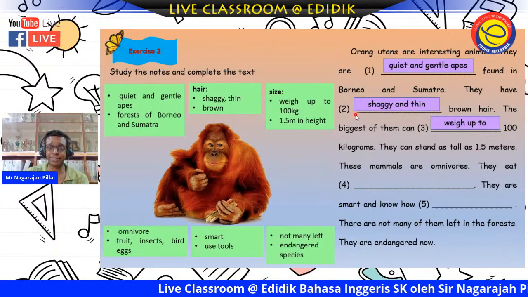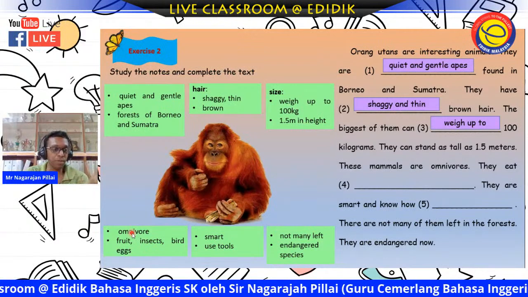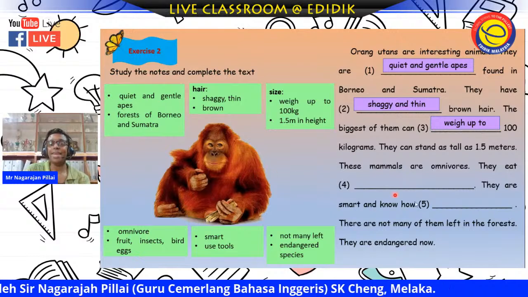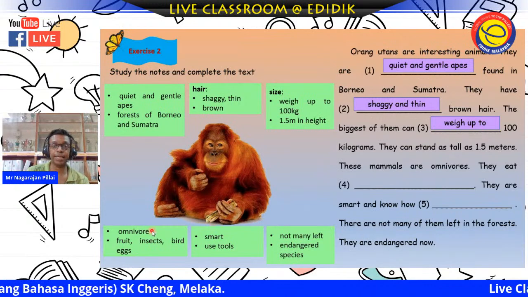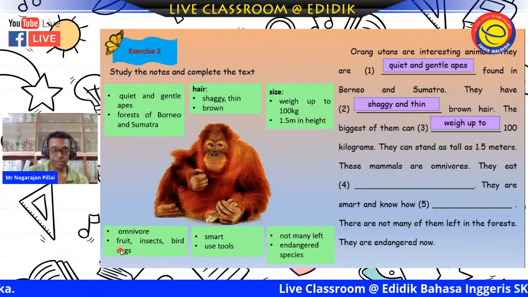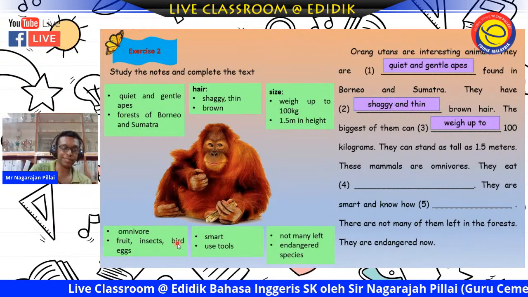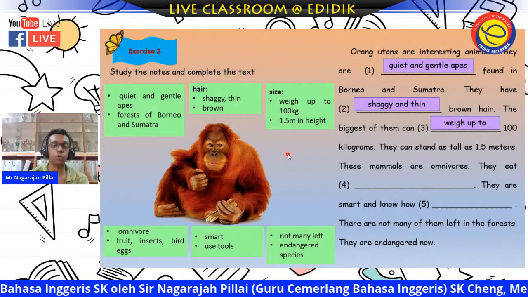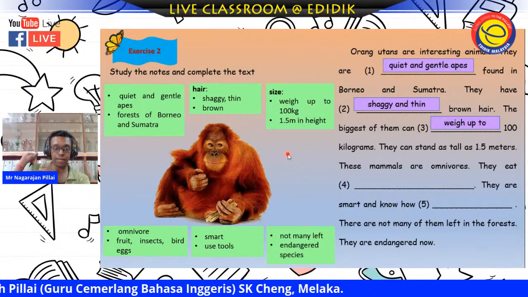Okay. Next, number 4. These mammals are omnivorous. Omnivore has been used, so we need not worry about that. They eat. That means we have to take from the same box, the omnivore box. We have fruit, insects, bird eggs. Bird eggs is one noun. So how do we write that? They eat. We can't write fruit, comma, insects, comma, bird eggs.